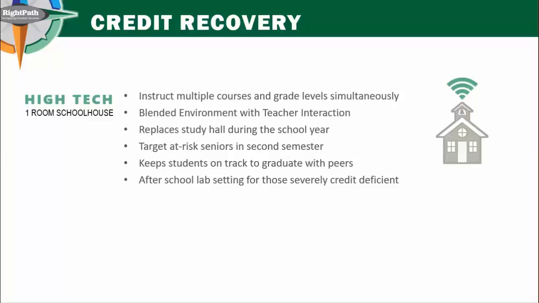Many districts choose different methods on who to enroll in credit recovery. Some districts choose to just target at-risk seniors during the second semester to keep their students on track to graduate with their peers. Other districts choose to use an after-school lab setting for those that are severely credit deficient, and that could include seniors, but it could also include students who might have failed in a 10th or 11th grade course that's needed for graduation.